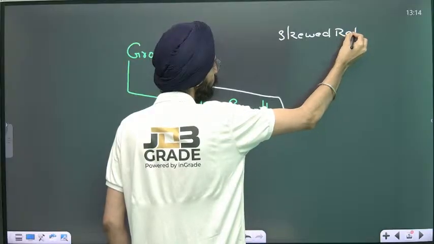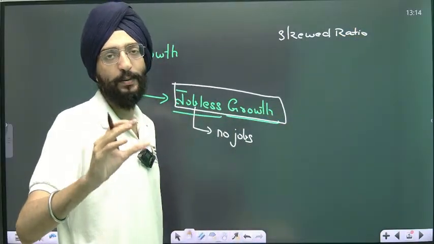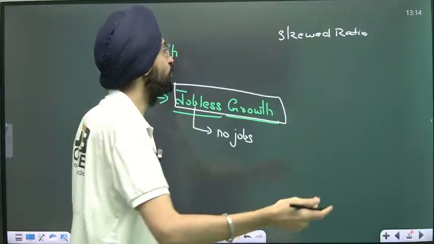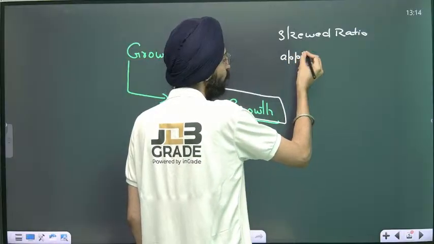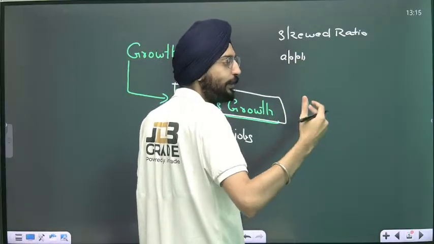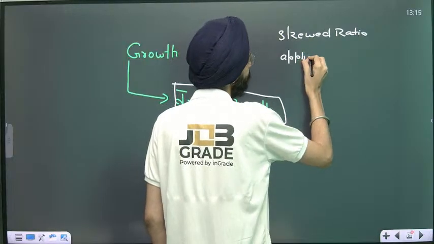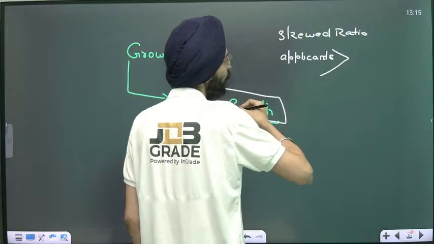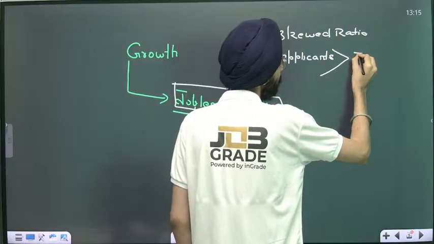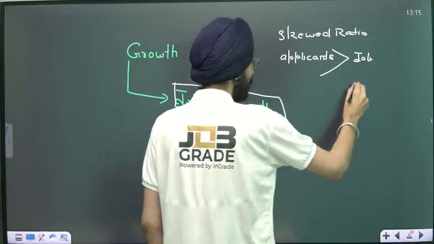That's a skewed ratio out there. That means the number of applicants is more, but the job availability is extremely less. Applicants are way too many. It's natural that applicants will be more than the jobs out there, but it's way too much. Applicants are way too many as compared to the job availability out there.